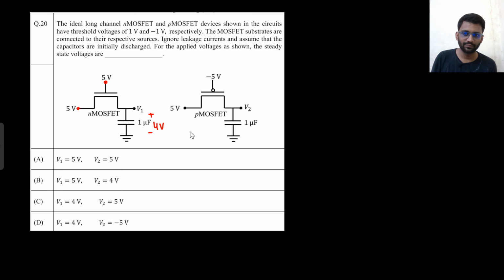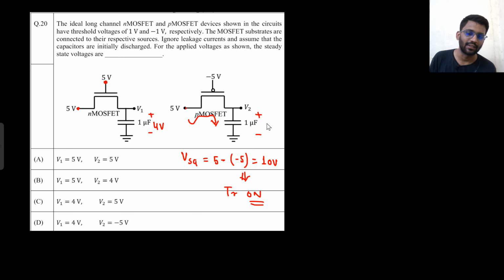What about V2? Here what is your VSG? VSG is 5 minus of minus 5. So VSG is 10 volt. So your transistor is on. And if the transistor is on, it will completely charge it. So it will charge it till 5 volt. Steady state voltage here is 4 volt and here it will be 5. That's it. Well and good. So in which direction is it charging? This is your source and this is your drain.